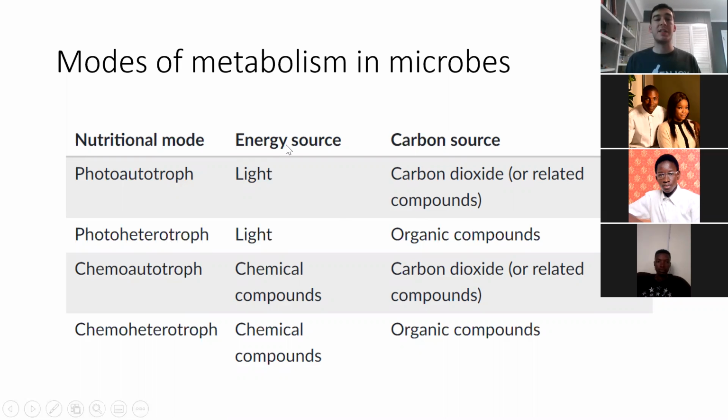The other question is, what do they use as their energy source? Some microbes can use light in photosynthesis, and then they'll be called phototrophs. Other microbes can use chemicals like metal molecules, and those are called chemotrophs. And so when you combine these two, for example, if we look at E. coli, E. coli uses organic compounds. It can't fix its own carbon, and it cannot photosynthesize. So it is a chemoheterotroph.